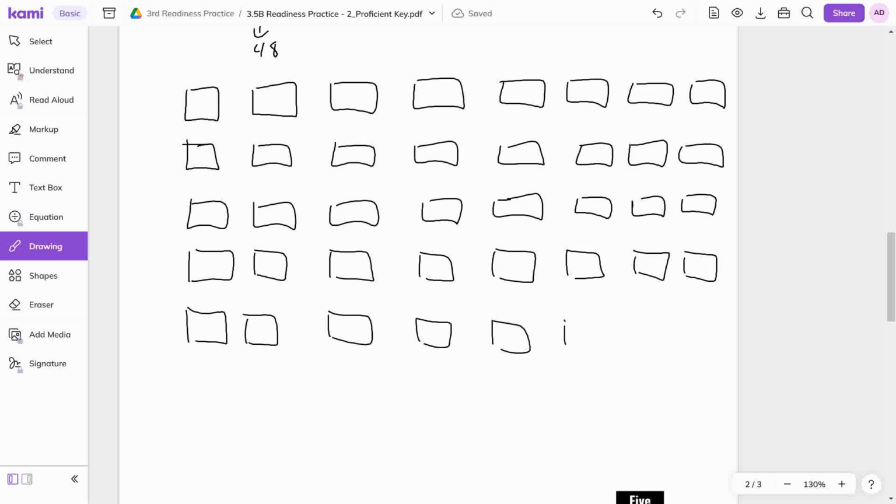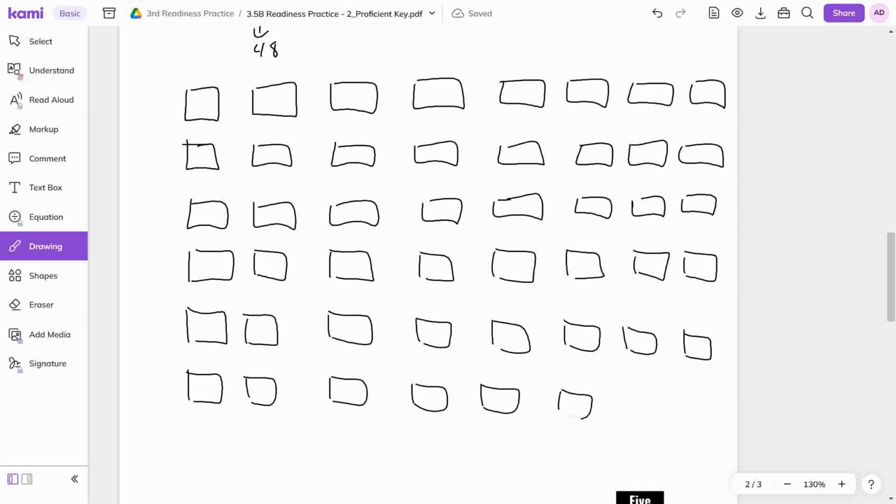So what I need is I need to put this into 12 groups. So what I need to do is I need to take my 48 and divide that equally among 12 students. So I want to show that with a different color.